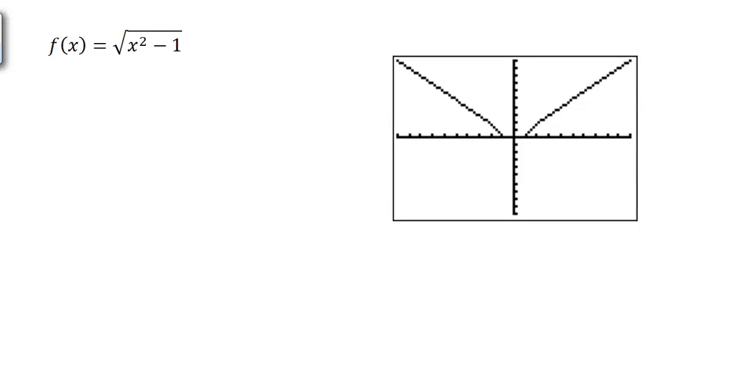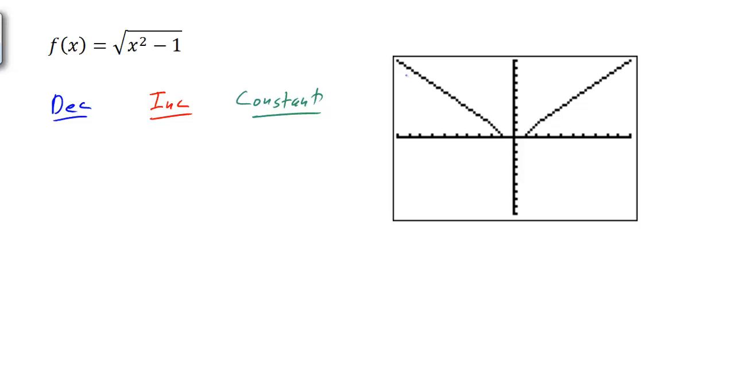All right, here we have another example. f of x equals the square root of x squared minus 1. Again, we want to look at where is the graph decreasing, increasing, or constant.